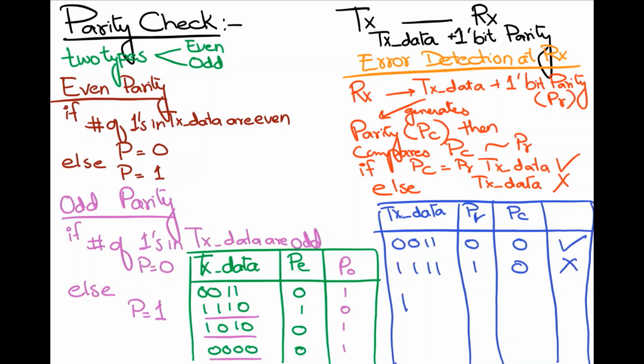If transmitted data is 1010 and PR is 1, PC is calculated as 0, which is different, so the received data has some problems. In the last, transmitted data is 0001 and 0 is the received parity. PC is calculated as 1. On comparison with received parity, this is incorrect, so the data received is also incorrect.